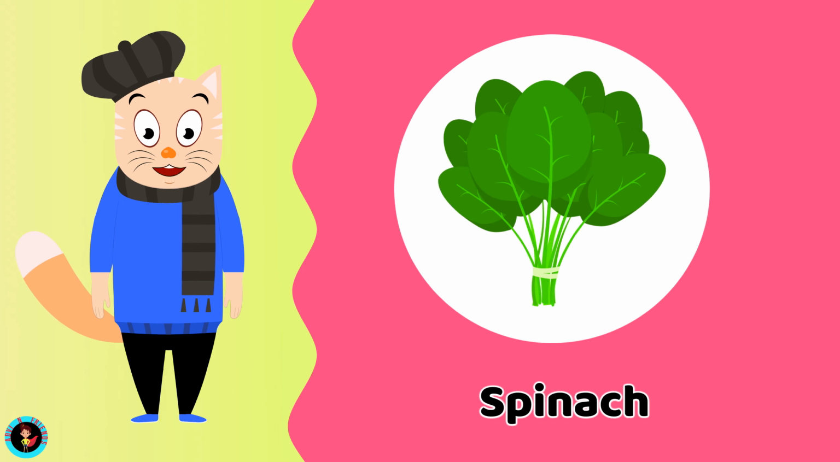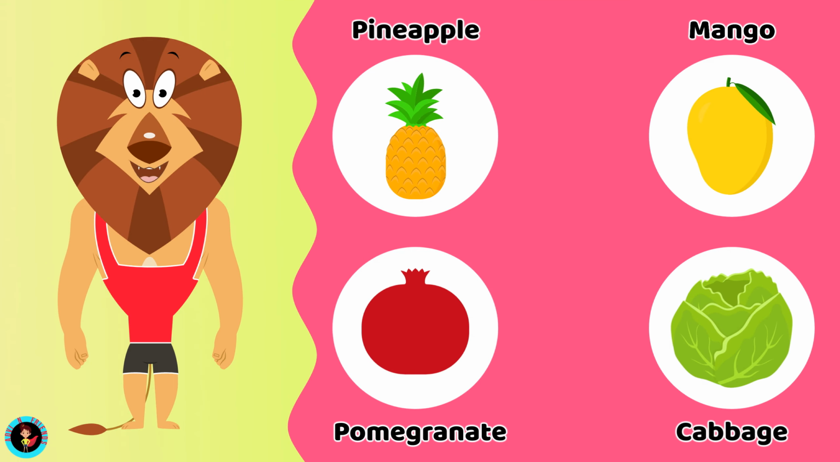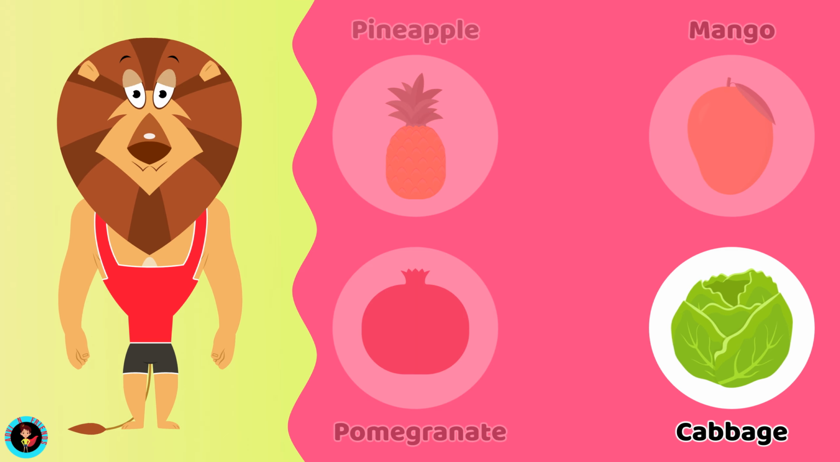Spinach is a vegetable. Which among these is a vegetable? Pineapple, mango, pomegranate, cabbage. The right answer is cabbage.